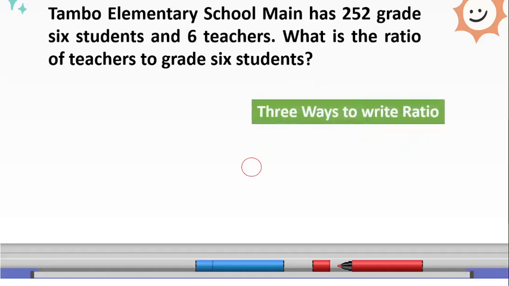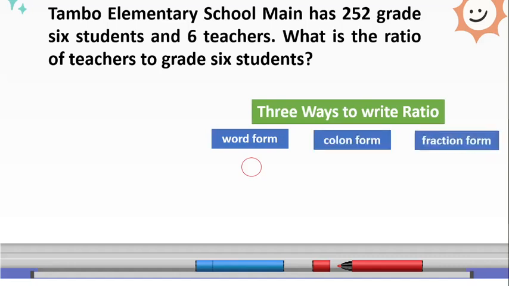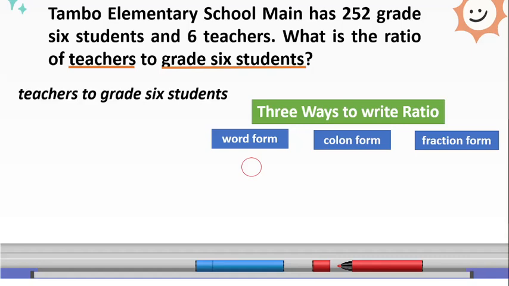This time, remember that there are 3 ways in writing ratio: word form, colon form, and fraction form. So, observe the given problem. Analyze it carefully. What is the sequence of the quantity that we are going to compare? So in this given problem, we will be comparing teachers to grade 6 students. So our first term is teachers, and then the second term is grade 6 students. So teachers to grade 6 students.